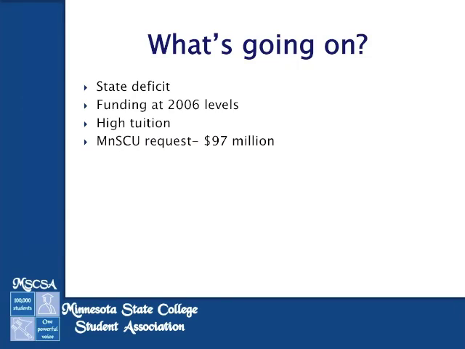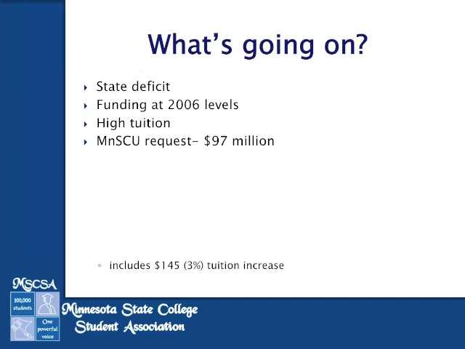And then MnSCU has submitted a request to the legislature this year for the next 2 years, and they're asking to receive the same amount of base funding as they've previously received, plus an additional $97 million over the next 2 years. That $97 million would be used for various initiatives. If you're interested in a more specific breakdown of that request and what the money would be used for on a statewide level, you can find that information on our website at www.mscsa.org. There's a breakdown of that request.